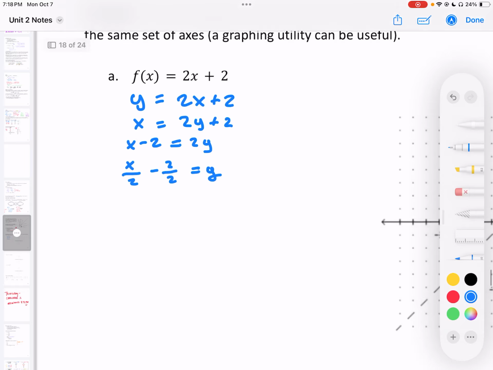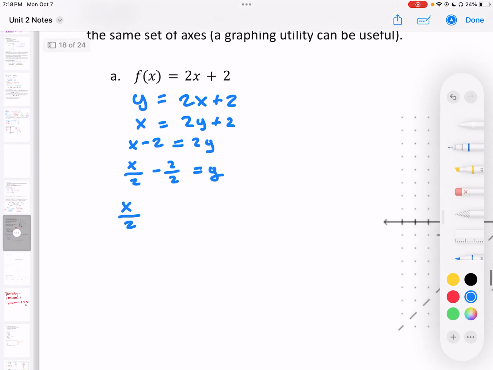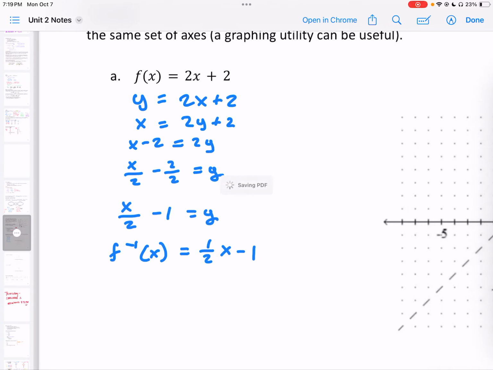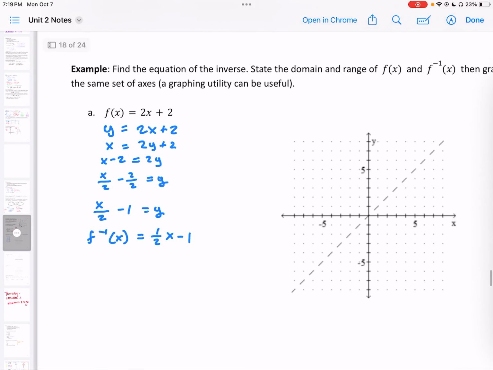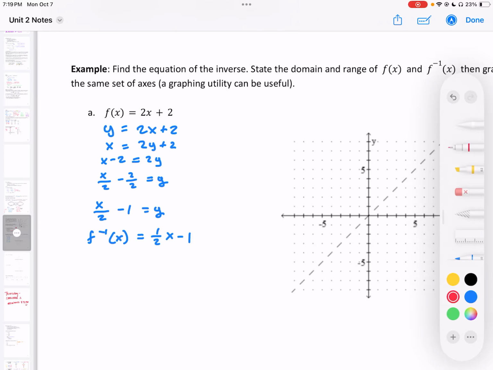I'll simplify this as x over 2 minus 1. And that will be f inverse of x equals 1/2 x minus 1. So that's going to be my inverse function. I am going to go ahead and plot that. I'll plot both. So we'll do the original in red at 2, rise 2, run 1.